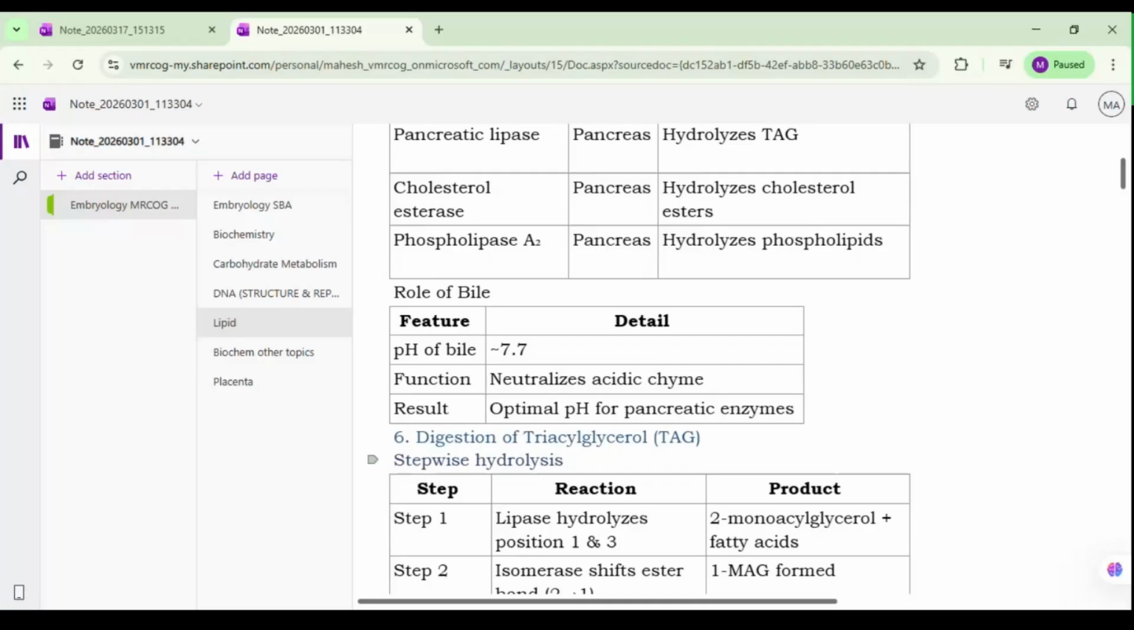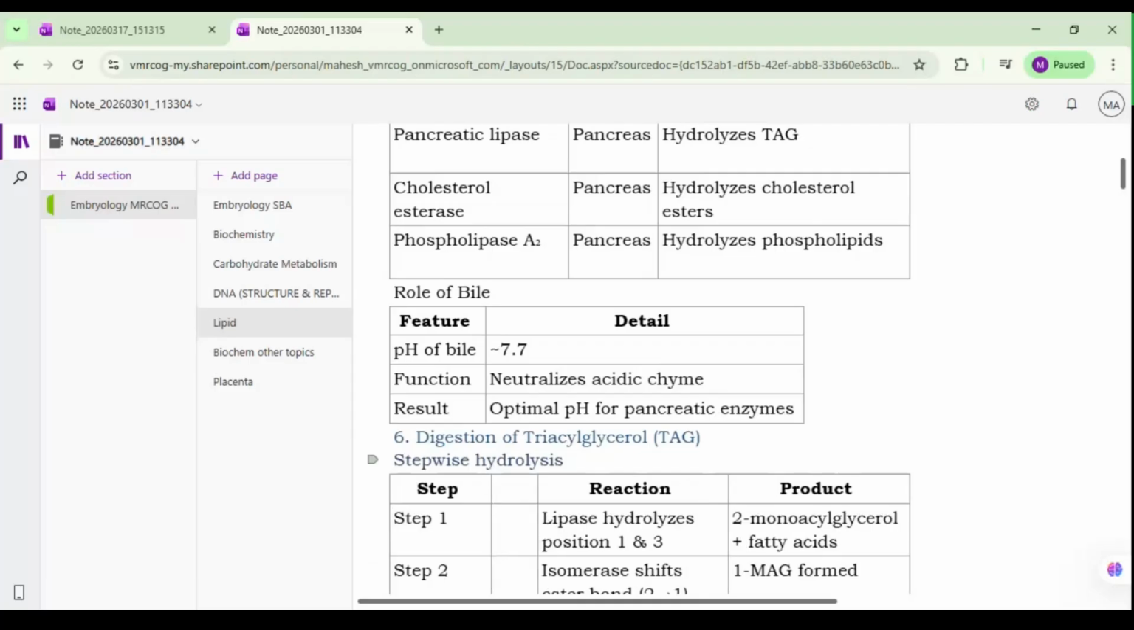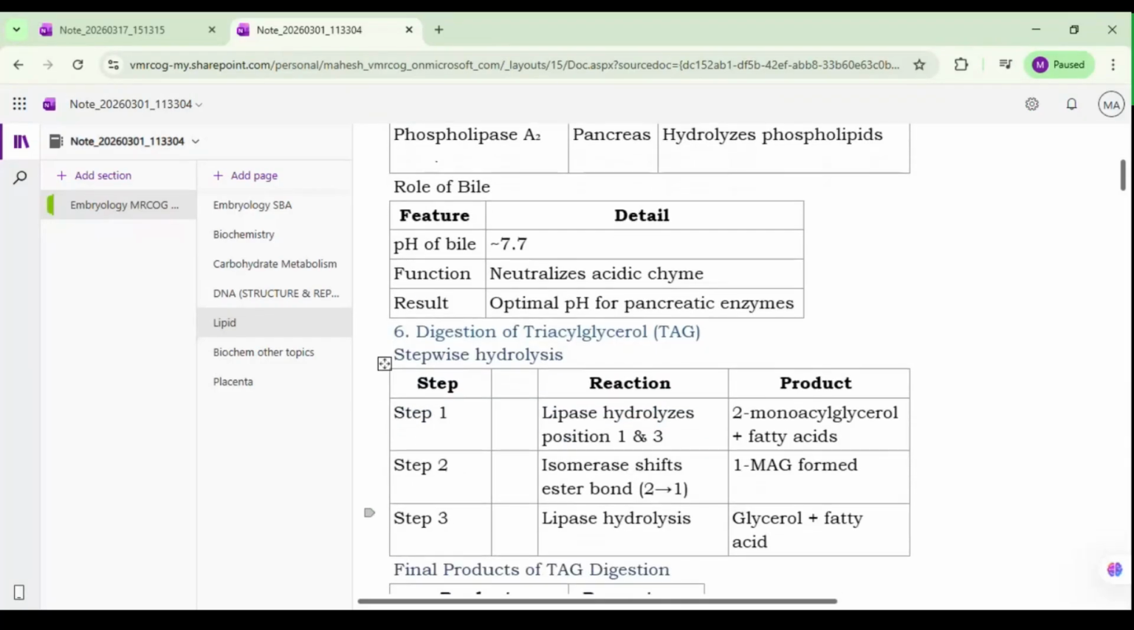So let us see the stepwise hydrolysis and the digestion of the triacylglycerol. There are steps. The first step is lipase hydrolysis at position 1 and 3, and they will form 2-monoacylglycerol plus fatty acids. Remember, these fatty acids are present in positions 1, 2, and 3, out of which position 2 they are not able to act. So they act on position 1 and 3, and you get 2 free fatty acids. So you get formation of 2-monoacylglycerol and 2 fatty acids.